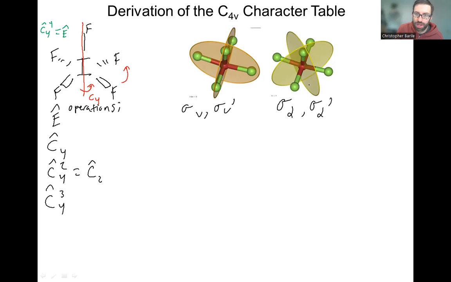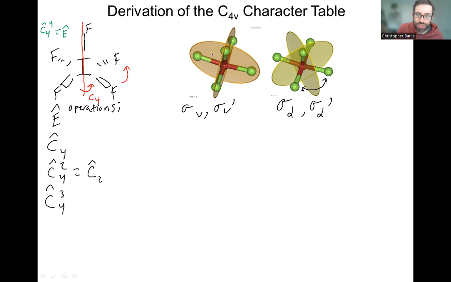You can see the sigma D's are exchanging, right? This bond is looking at itself in the mirror plane. This bond's looking at itself in the mirror plane. So it's exchanging these atoms, versus this sort of mirror plane, where you're exchanging, we could call it cis atoms, right? Atoms next to one another.